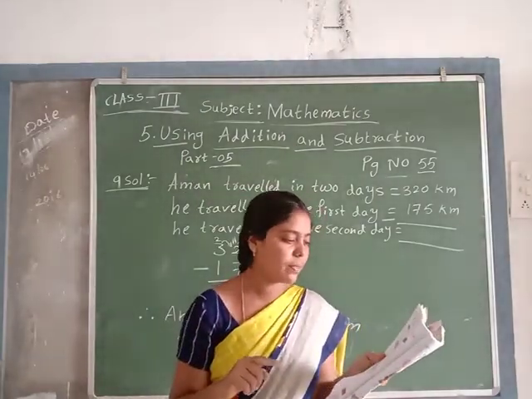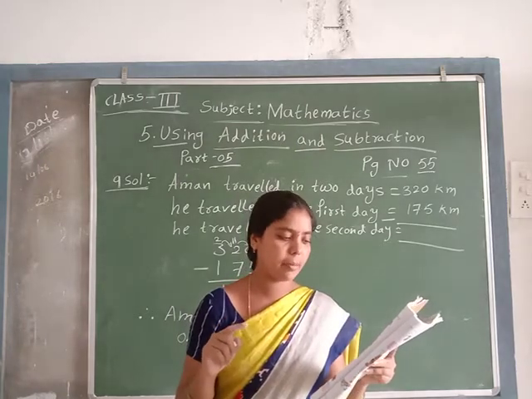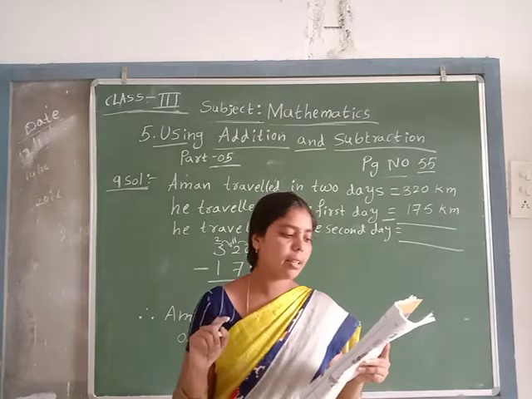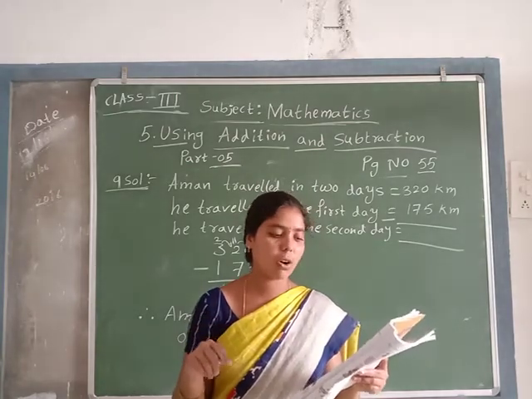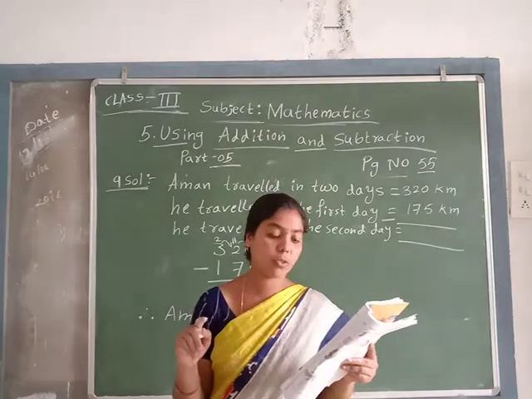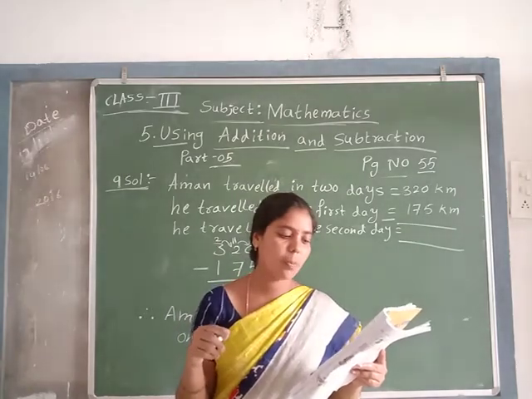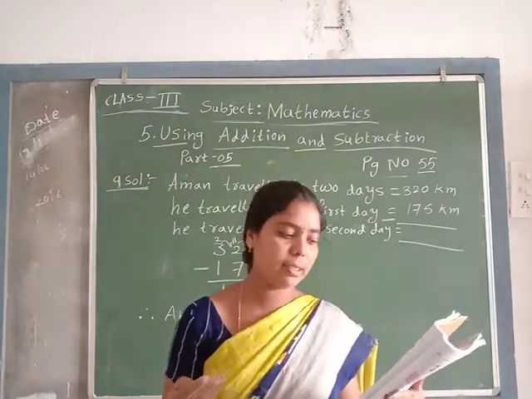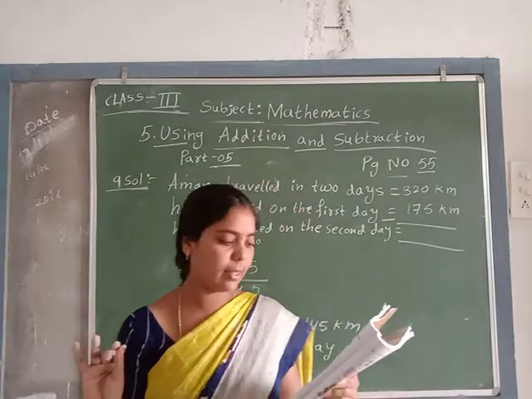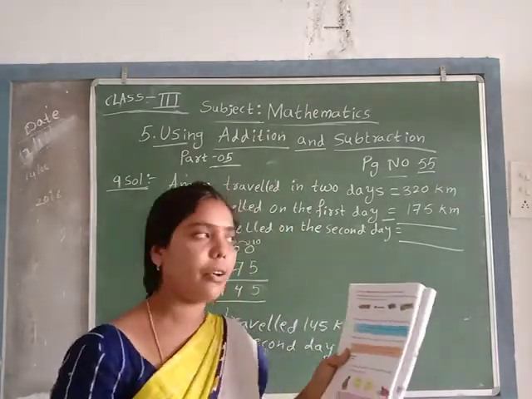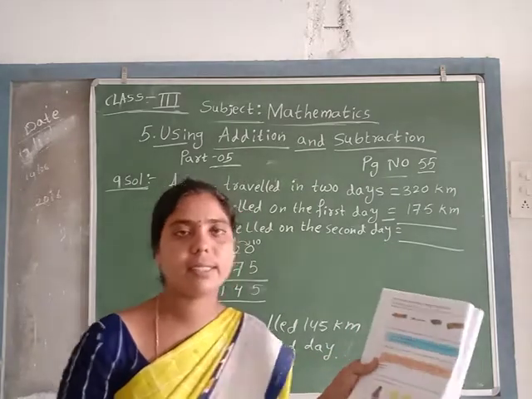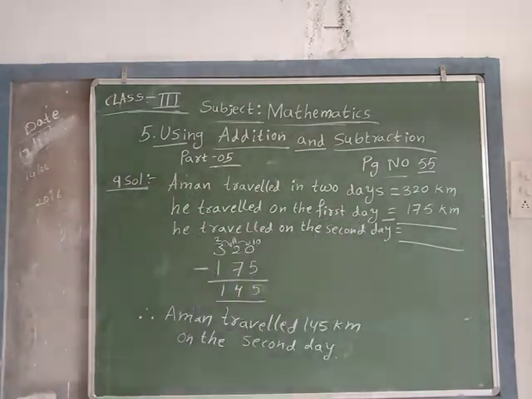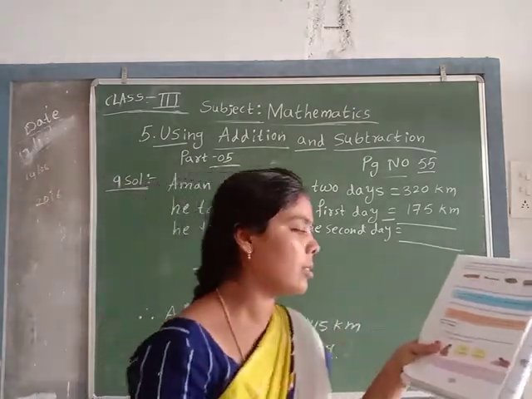Same here also. Joseph bought a soap and a biscuit packet. He made his problem like this. The cost of soap is 22 rupees. The cost of a biscuit packet is 12 rupees. How much more does the soap cost than the biscuit packet? Understand, one is given in addition, one is like subtraction. So try these problems. Observe this.